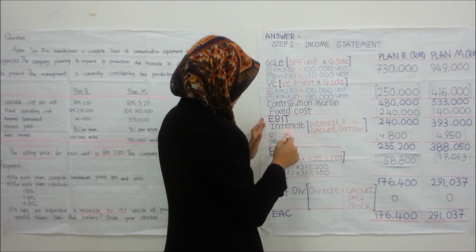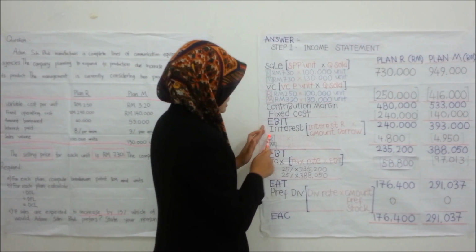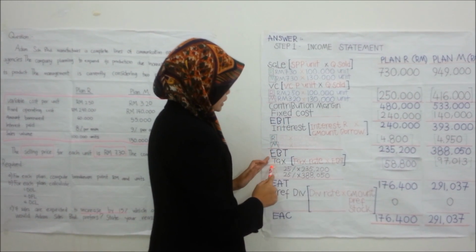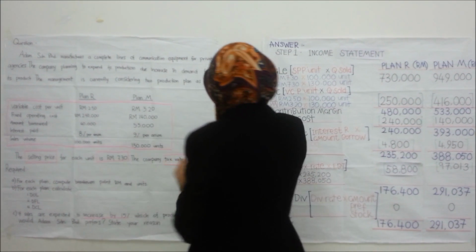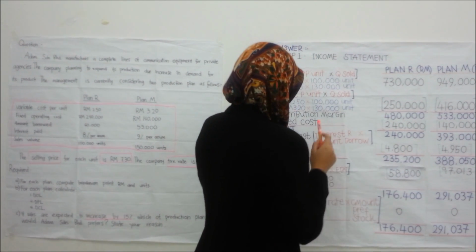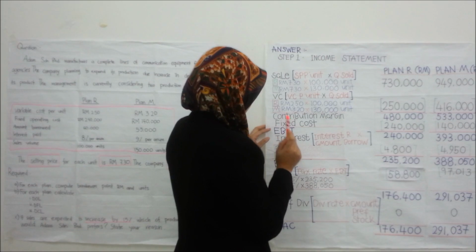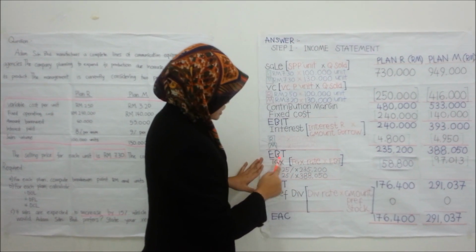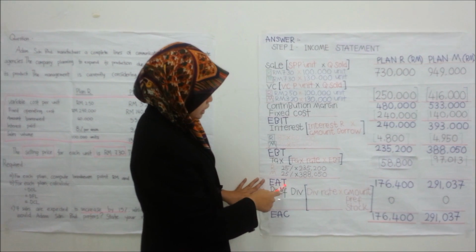After you get the interest, EBIT must minus the interest, and you get the earnings before tax. After that, you must minus the tax. How to find the tax? The tax rate from the situation is 25% times the answer from EBT. After you minus the tax, you get the earnings after tax.